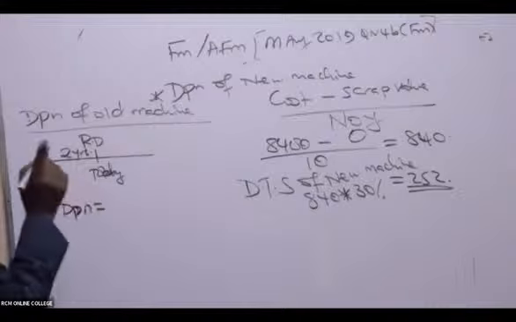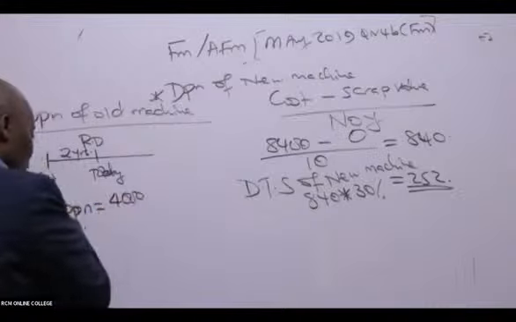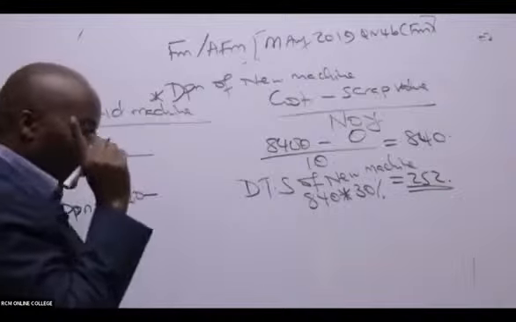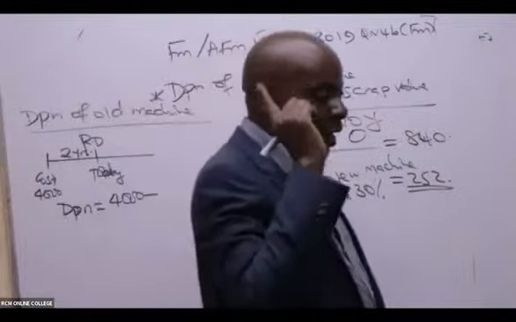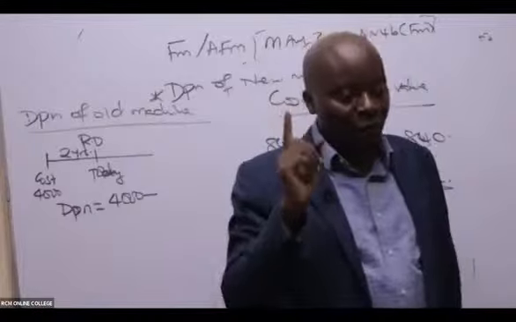So depreciation is straight line. I will take, in this case here, the cost, which was 4,000, minus scrap value. Initially, did we have any scrap value for this machine?